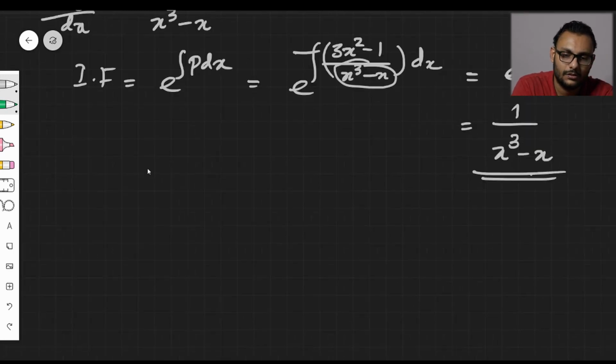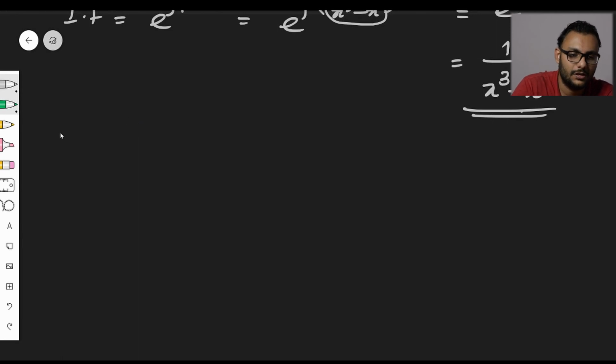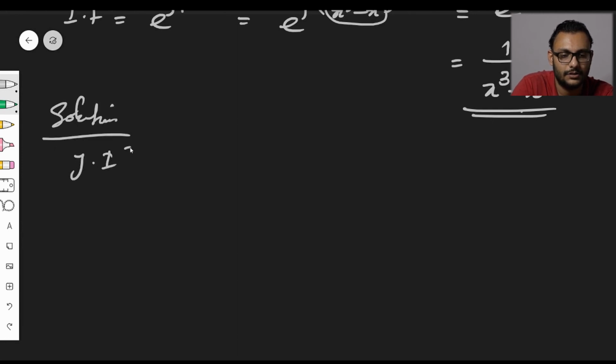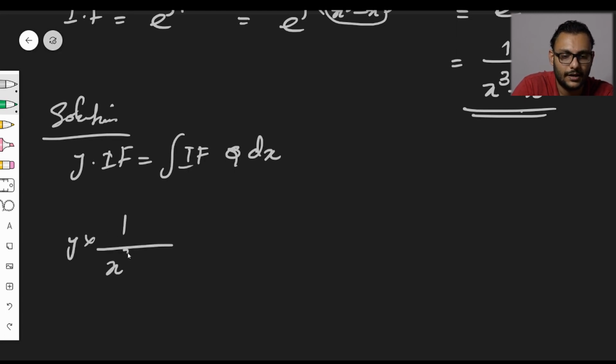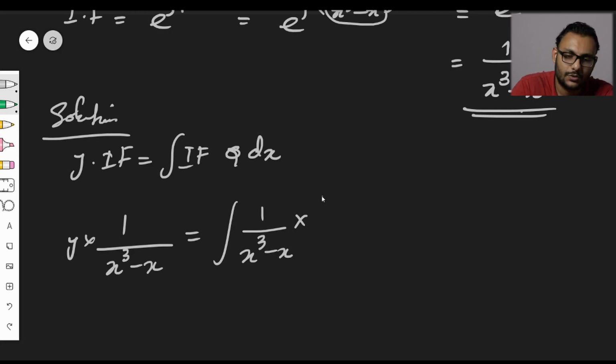Now for the final solution, we know that y into integrating factor is equal to integral of integrating factor into q dx, that is y into 1 by x cube minus x is equal to integral 1 by x cube minus x into q, what is q? Nothing but x square minus 1 dx.